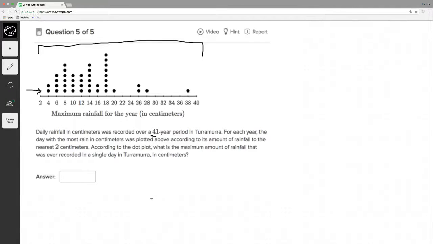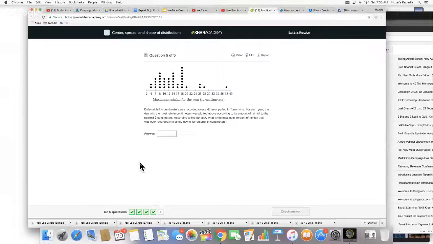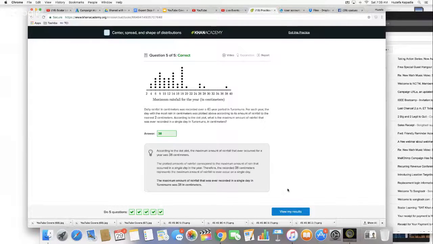According to the dot plot, what is the maximum amount of rainfall that was ever recorded in a single day in centimeters? This one is basically reading the graph and understanding that this is in centimeters and this is the rainfall. Maximum is this value. The most we ever had is 38. I think they might be attempting to see if people choose the most frequent value accidentally. That's the mode, essentially. But the most amount of rainfall is right there at the end. It's 38.